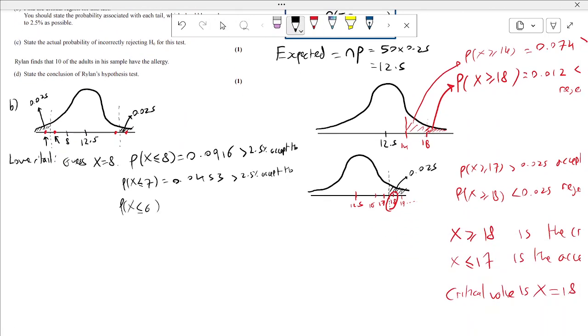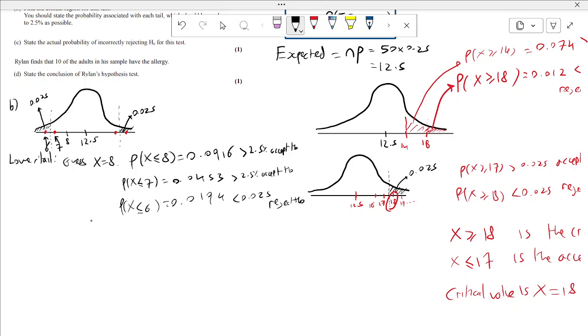Let's try 6. Less than or equal to 6 gives me, okay, this is now 1.9%. Yeah. This is less than that 2.5%. This is now a reject H0 situation. Okay. So on my picture, 7 was a number here, and 6 was a number here.